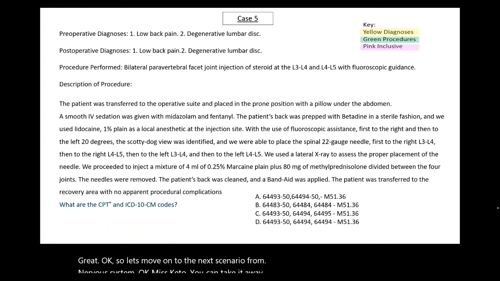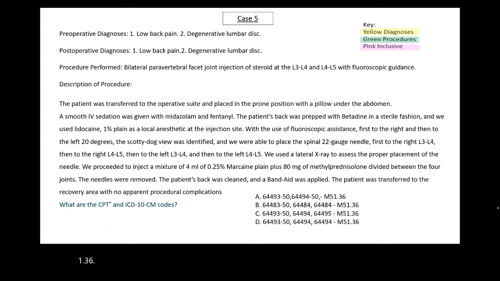Your answers are A, 64493, modifier 50, 64494, modifier 50, M51.36. B, 64483, modifier 50, 64484, M51.36. C, 64493 with a modifier 50, 64494, 64495, M51.36. D, 64493 with a modifier 50, 64494, M51.36.